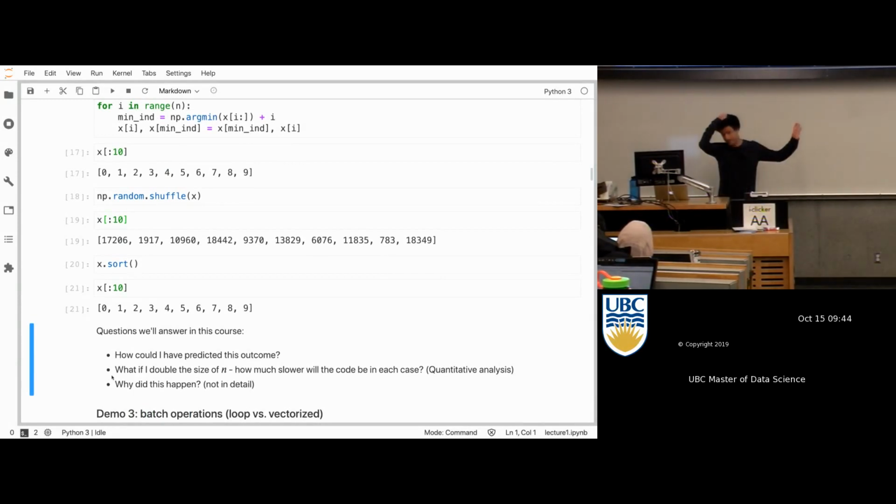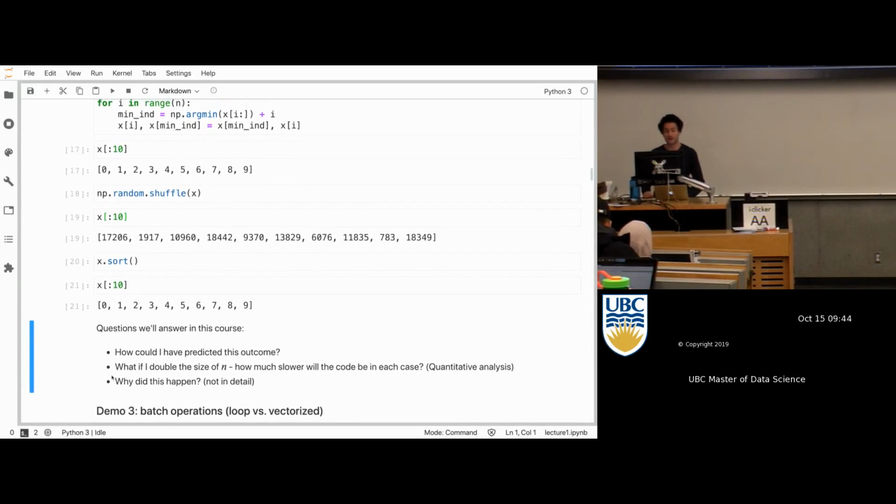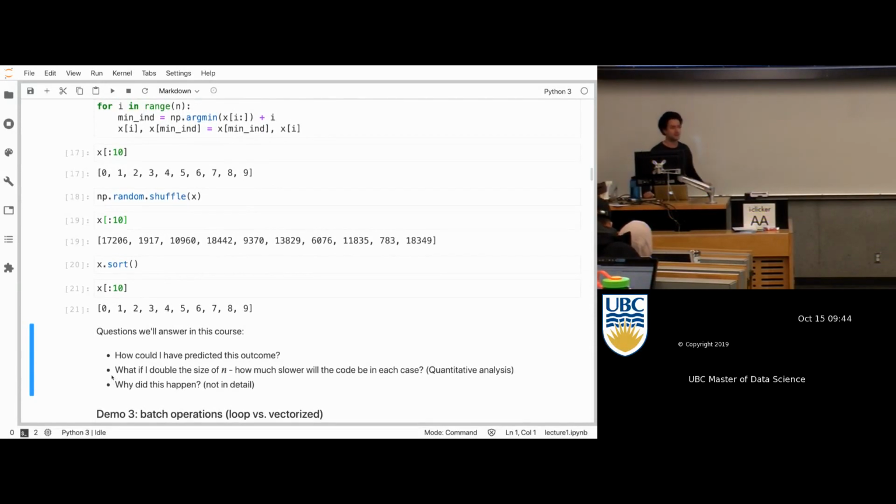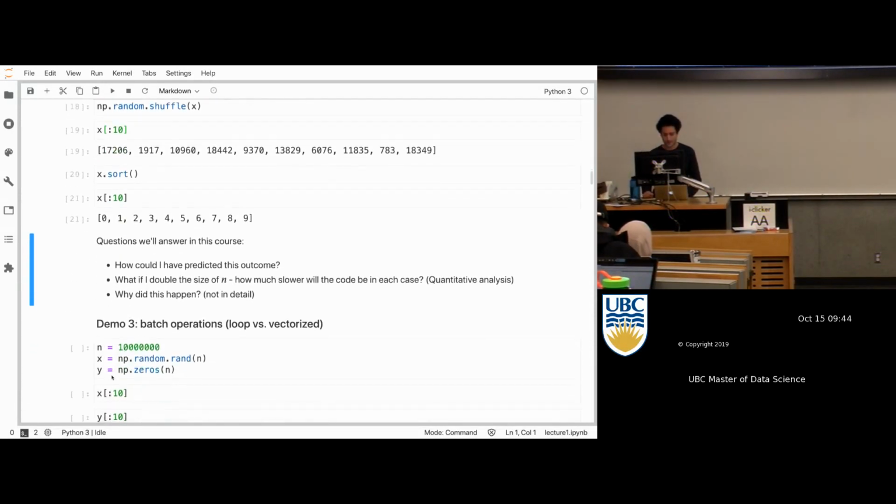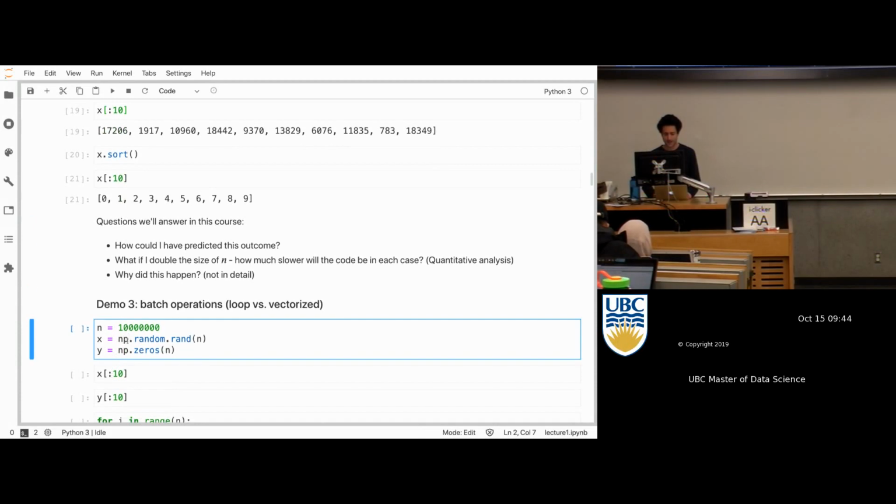So hopefully, at least this is convincing you that doing it right actually matters, because you can see how much faster the code was. My code wasn't incorrect. It was just slow. OK, so demo number 3.